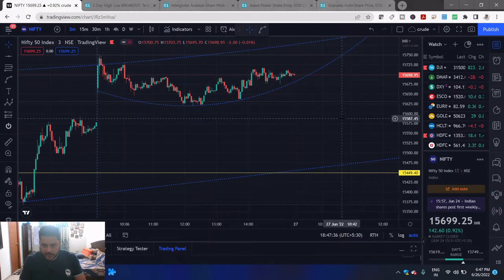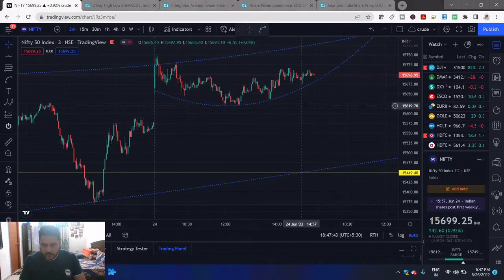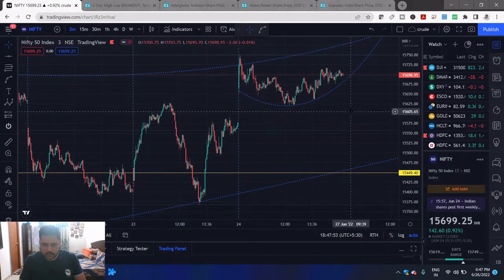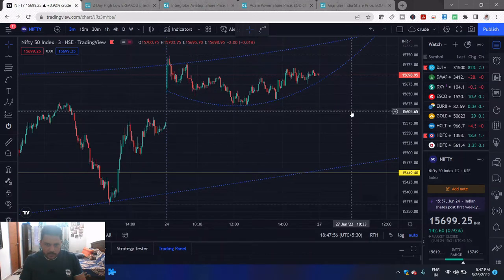And next level of support can come at 15,587 from there. So this gap will be filled if it opens negative from there. So if you see, this was one support, this is one support. So you need to understand that you need to use multiple concepts to arrive at one particular decision.